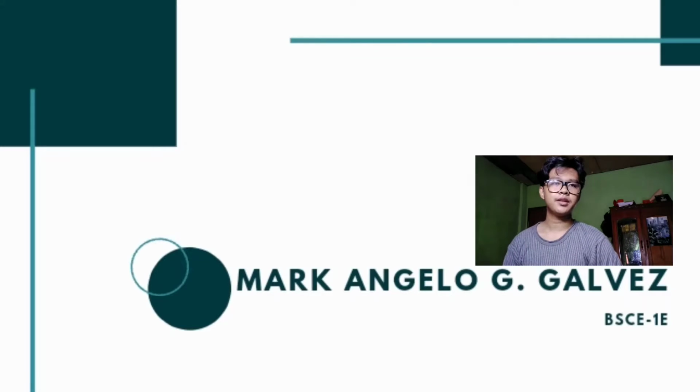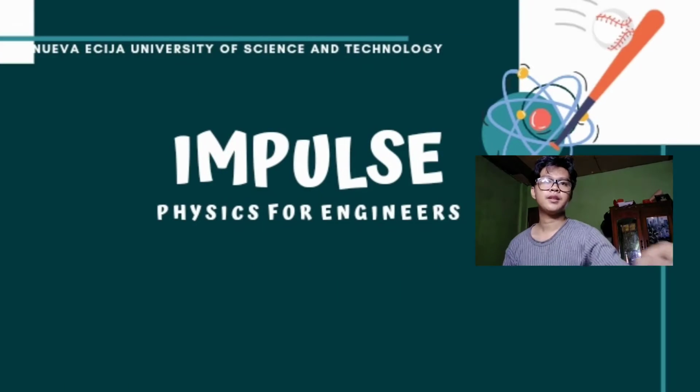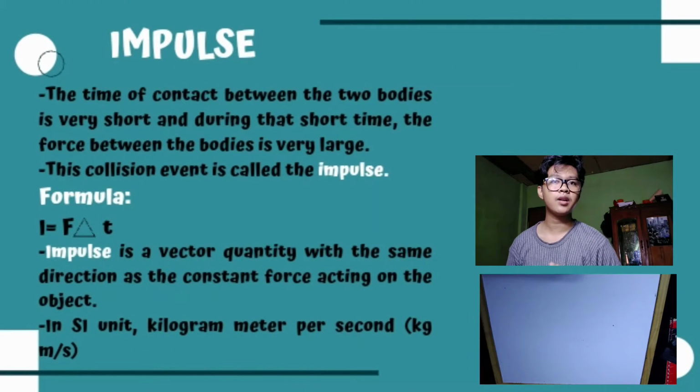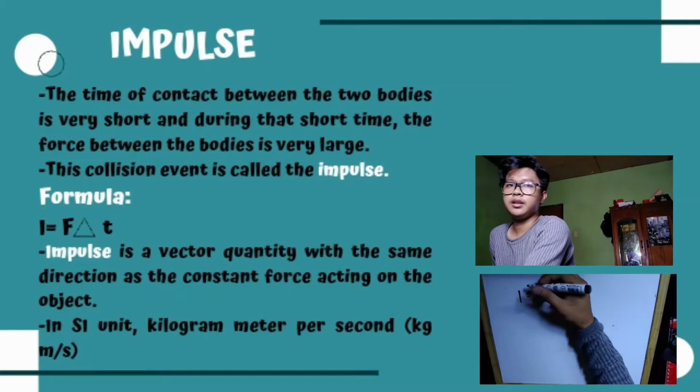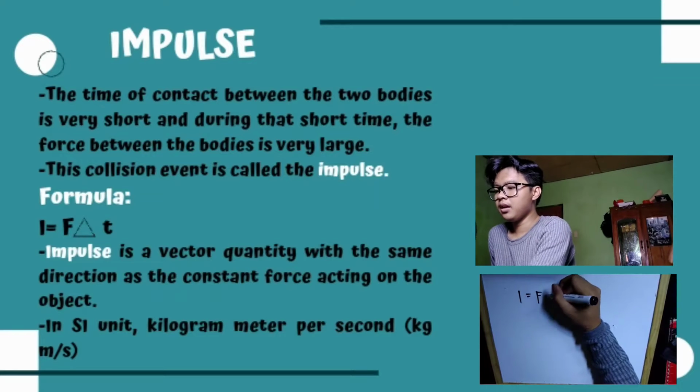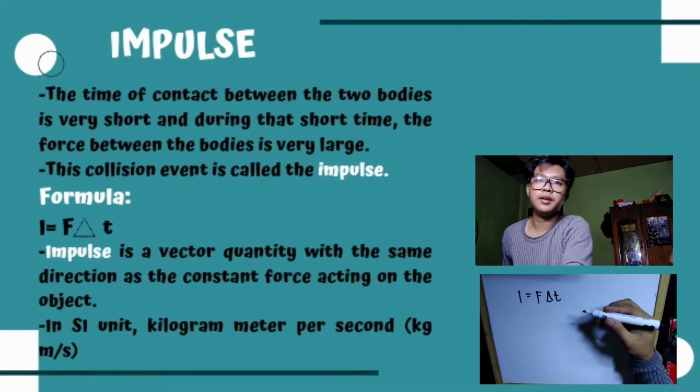And our topic for today is all about impulse. So first, let us know what impulse is. The time of contact between the two bodies is very short, and during that short time, the force between the bodies is very large. This collision event is called impulse. So we have the formula I equals F delta T.